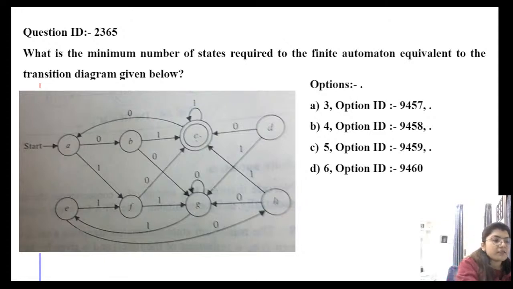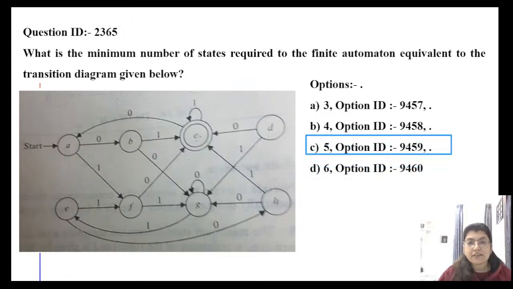So how do we do these type of questions? In these type of questions, what you have to do is very easy, you make your transition table. ठीक है, ट्रांजिशन टेबल ड्रॉ करने के बाद क्वेश्चन बहुत ज़्यादा ईजी हो जाएगा. So इसका करेक्ट आंसर है ऑप्शन नंबर सी, दैट इज 5 मिनिमम स्टेट्स आर रिक्वायर्ड आफ्टर कन्वर्टिंग दिस डायग्राम इनटू an equivalent finite automata.